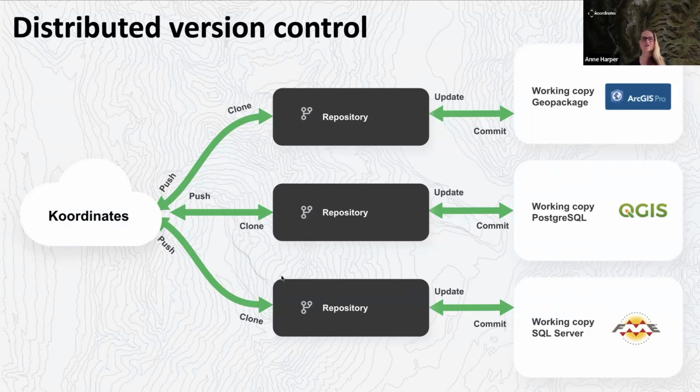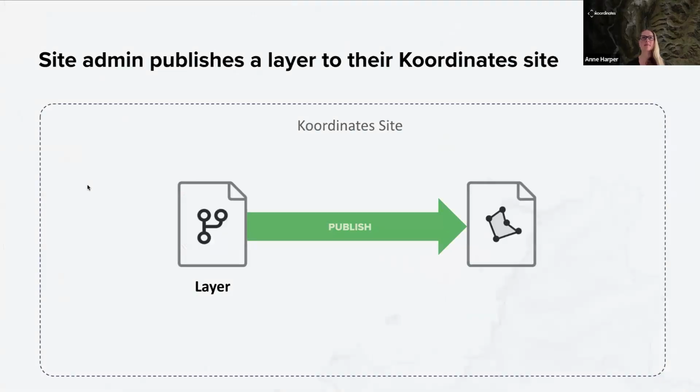Now, distributed version control. How this works is you have your data sitting in Coordinates. You can clone it down and save it as a repository. Then depending if you're working in, say, ArcGIS Pro, QGIS, or FME, you're able to edit in your favorite packages, commit the changes to your local repo, and then push it back up into Coordinates Cloud. We're going to demo all this as part of this webinar today.